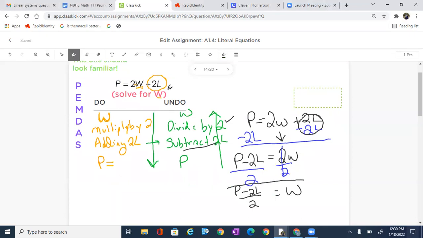You'll notice that W is isolated, it's all by itself. So we have officially solved for W. And that's what we're going to do for solving literal equations with a do-undo table.